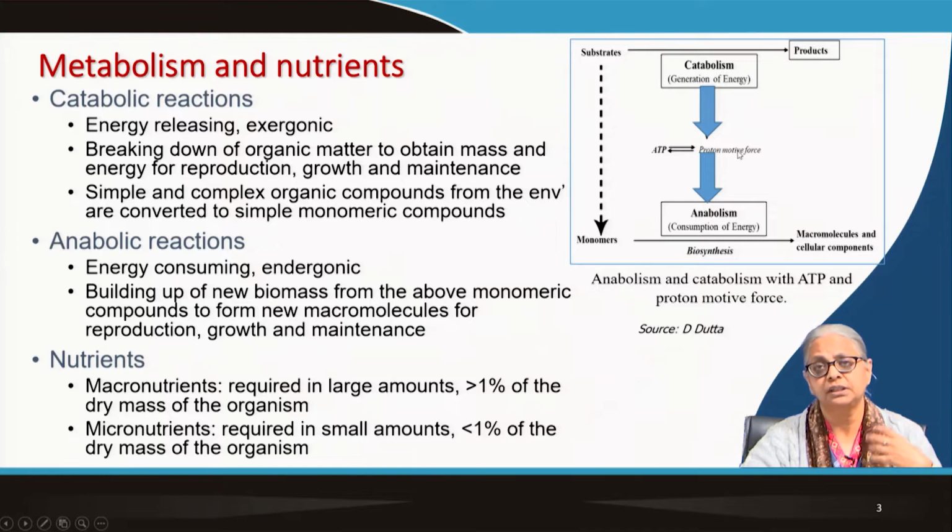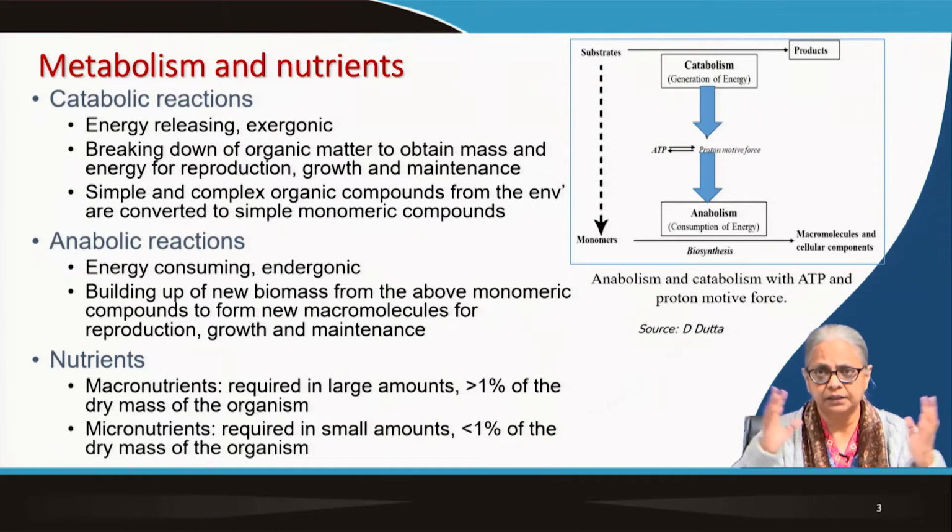Now this energy that is released in catabolic reactions is trapped in the form of ATP. So that's why we say ATP is the cell's currency of energy. This energy that is released first can be trapped, in the case of prokaryotes, in the form of proton motive force, which is then converted to ATP.